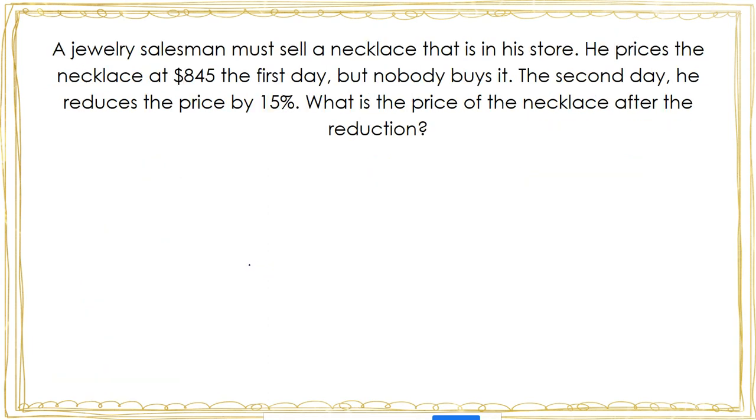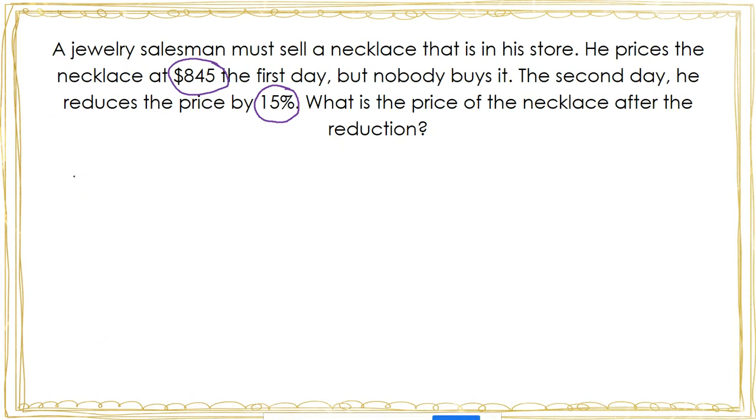Next, I see that a jewelry salesman must sell a necklace that is in his store. He prices the necklace at $845 the first day, but nobody buys it. The second day, he reduces the price by 15%. What is the price of the necklace after the reduction? Well, for this, I need to figure out how much he took off the cost of the necklace. So I need to figure out what 15% of $845 equals.